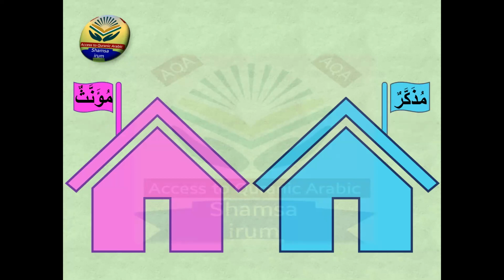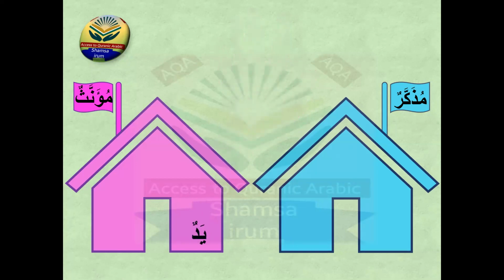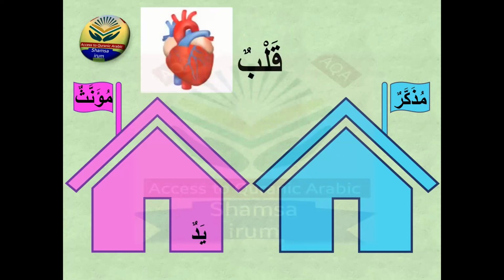There are two houses, one for the feminine and one for the masculine. I will give you some words here. The first word is yadun, and I'll give it with a picture as well. I know you know that it's a hand, and you have to think about whether it is masculine or feminine. Think about whether this body part is in a pair or not. If it is in a pair, it should come in feminine. Okay, so it is feminine; it will come in the feminine category. Next one is qalbun. It is also used in the Quran many times. You have to think about it as a body part.